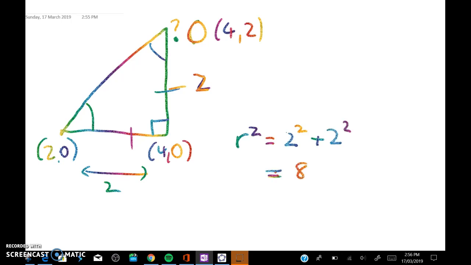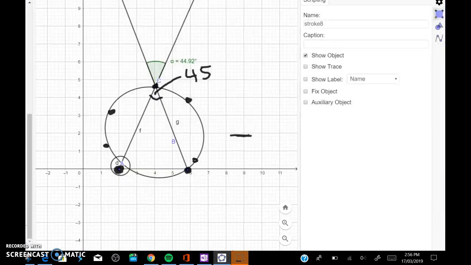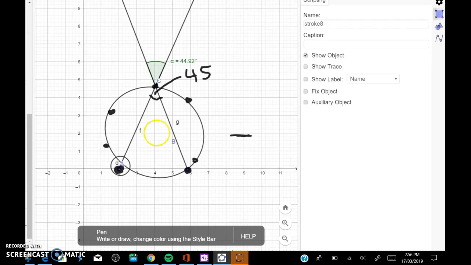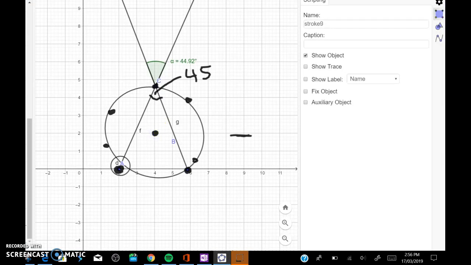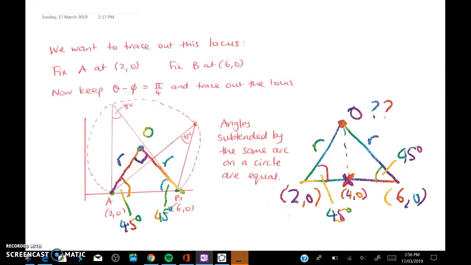So finally, we're ready to write the equation of that locus. I'm just going to go back to GeoGebra. So what's the locus of this? Well, the centre is here at (4, 2). And the equation is going to be (x minus 4) squared plus (y minus 2) squared is equal to r squared, which is 8. Okay, so that's how we get the equation of that locus.